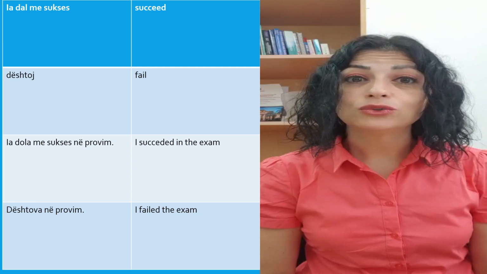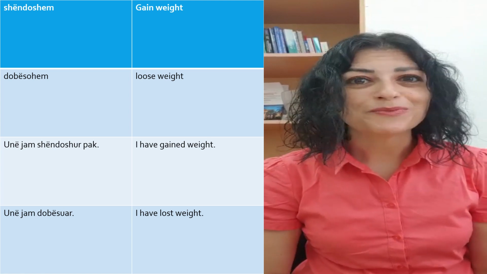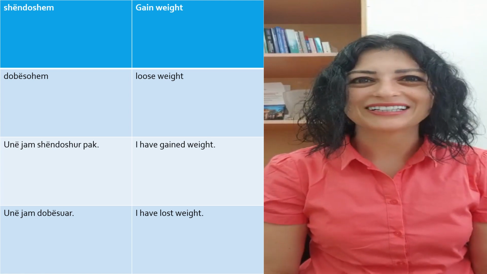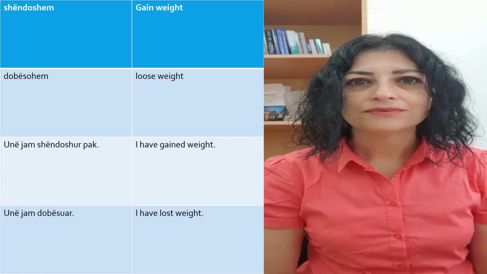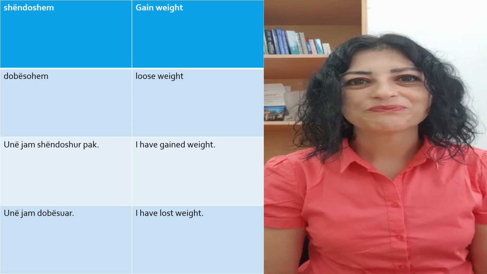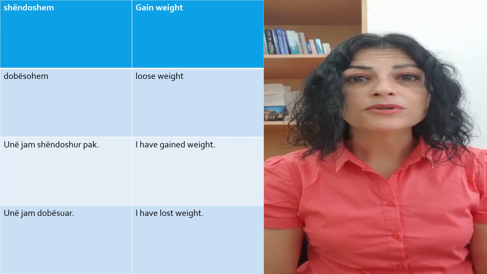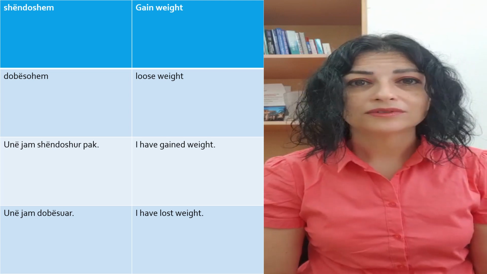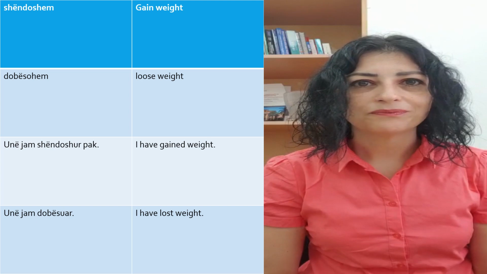Let's see other two verbs. Well, these two verbs are very common for the girls especially. The first one is shëndoshem, I gain weight. And the opposite is dobësohem, I lose weight.